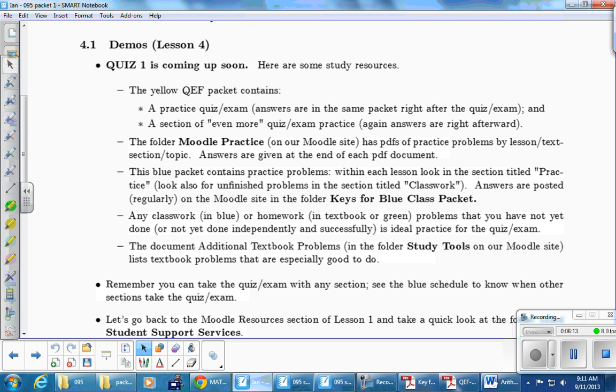Okay, coming back here to the blue packet. There are plenty of blue problems that you probably haven't looked at. Those are good practice. Also in Moodle, one more document called Additional Textbook Problems. If you are looking for more problems to do in the textbook, you can just do whatever problems you want, and that's probably going to help. But that document specifically lists problems that we think are good ones to do. We didn't assign them. We don't want to assign too much homework. But if you are looking for more problems, don't just do random ones from the book. Do the ones that we recommend in this document.